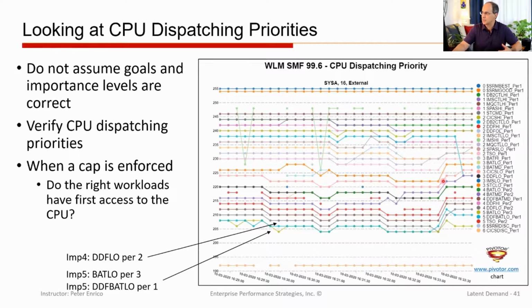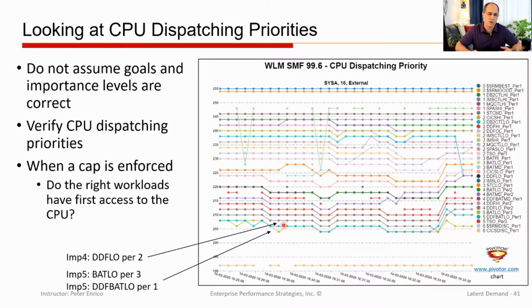In this particular case, we have lots and lots of service class periods. And what you typically do is you look at the ordering of these service class periods. I did this analysis, and what I can tell you is that the importance level 1 guys are at the top and 2 and 3 are in the middle. And what you're looking for is situations where high importance workloads are not down at low CPU dispatching priorities.